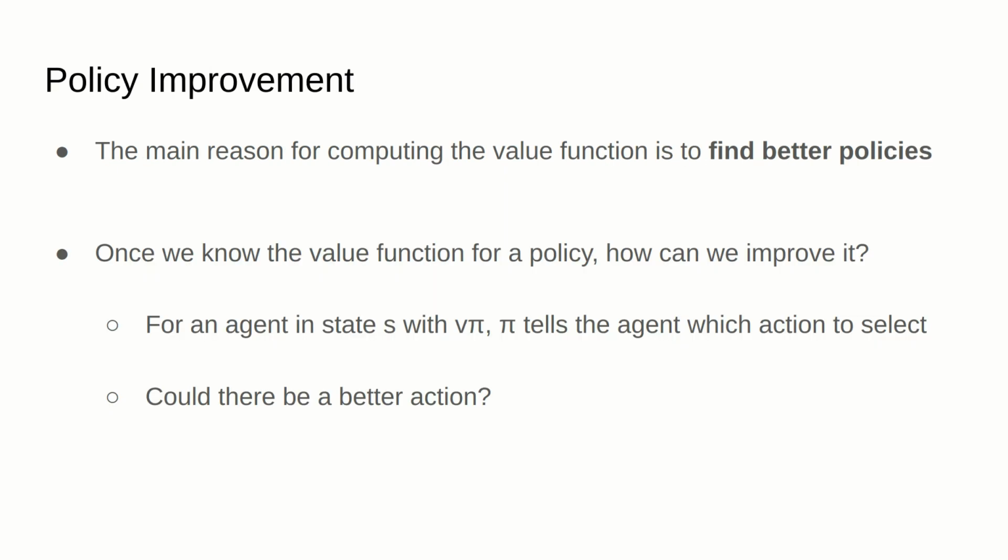The main reason for computing the value function v pi for a policy is to help find better policies. Once we know the value function for a policy, how can we improve on it? Consider the case of an agent being in some state S and having access to some policy pi and its state value function v pi. Pi already tells the agent which action to select, but could one of the other actions be better?